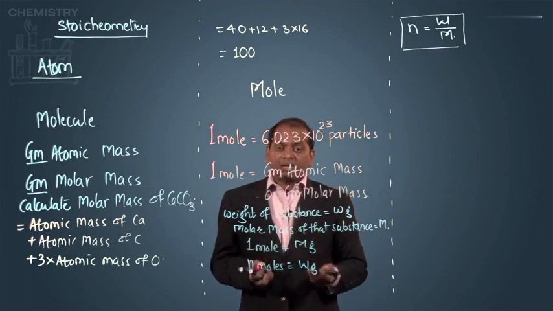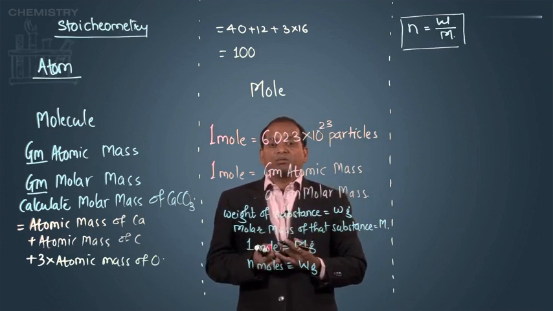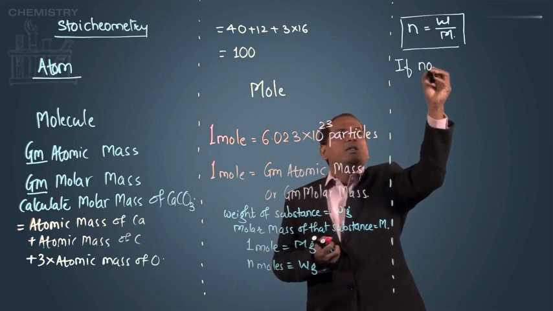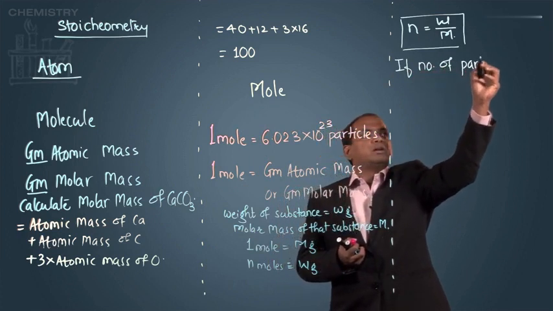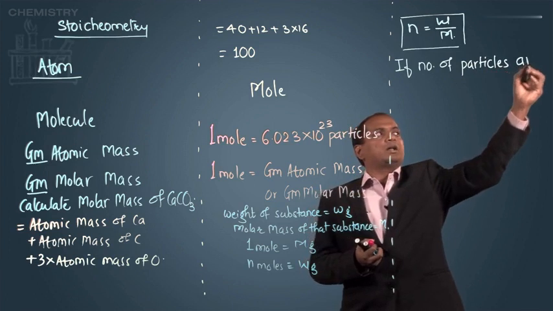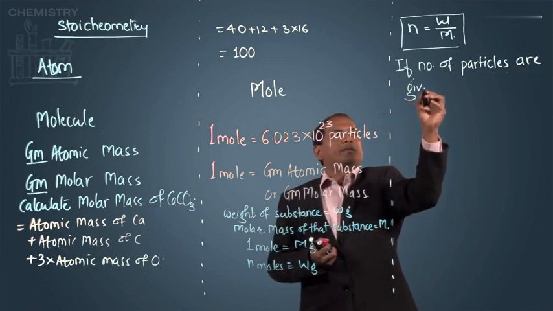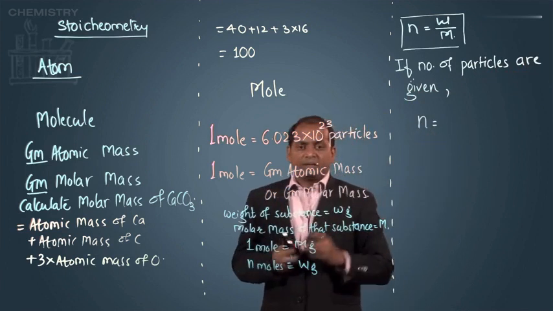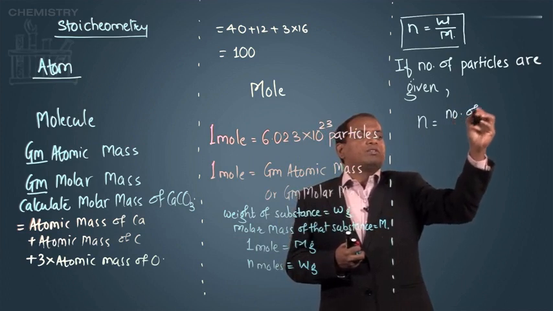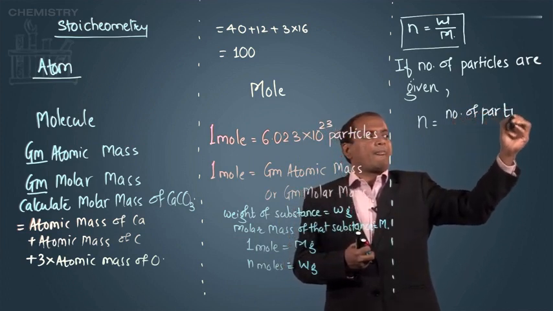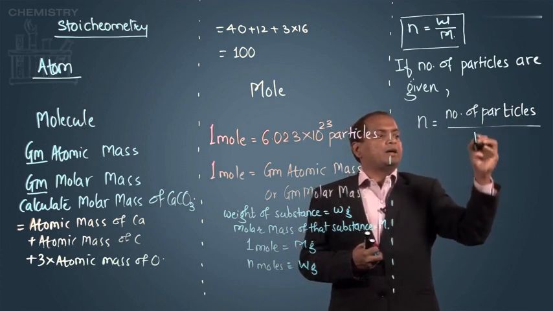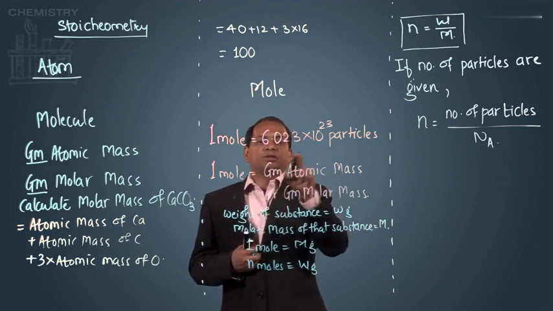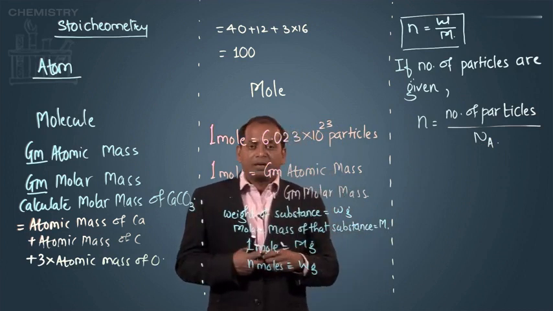Similarly, if the number of particles is given to you, how can we determine the number of moles? If the number of particles is given, then N is equal to, directly I am writing, number of particles divided by Avogadro's number. What is that Avogadro's number? This value, 6.023 into 10 raised to 23 particles.